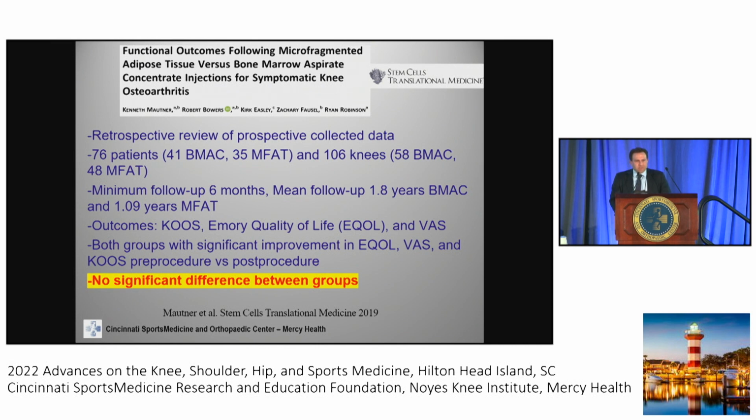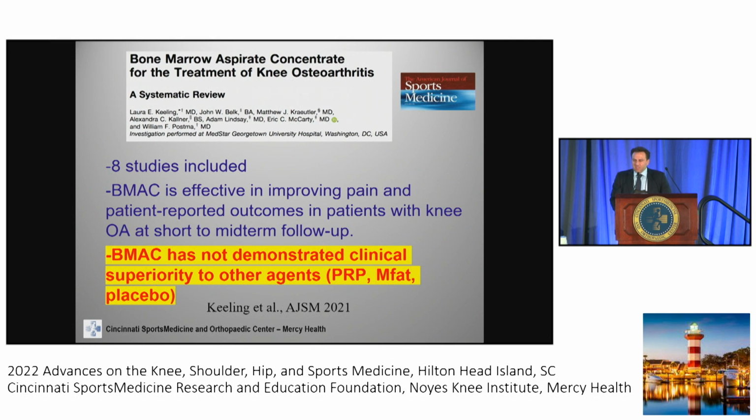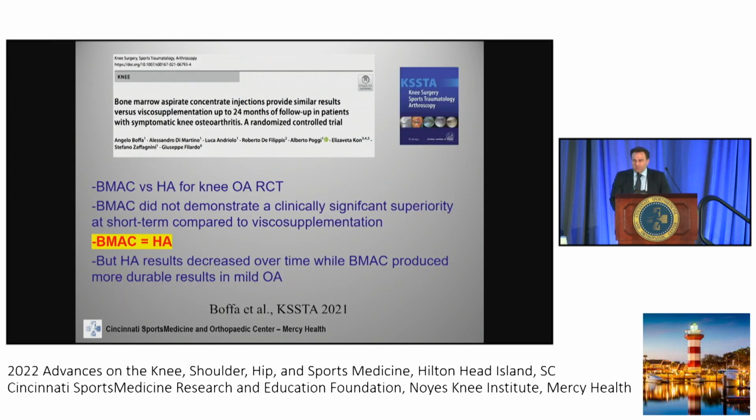However, when we dive into the literature looking at BMAC for treatment of osteoarthritis, there's really not a whole lot of supporting studies out there. Not nearly as many studies as PRP. This is a study looking at microfragmented fat compared to BMAC and found no difference between the groups. This is another systematic review looking at 8 different studies and concluded that BMAC did not demonstrate clinical superiority. Another paper by Filardo from the Cone group from Italy demonstrated an equivalency to hyaluronic acid.